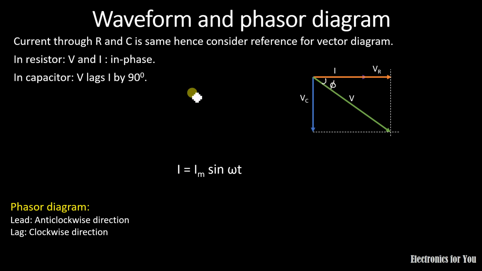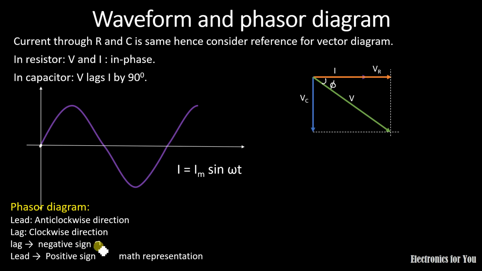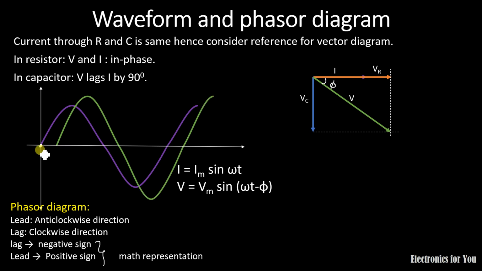Therefore the current is given by the equation I equals Im sin omega t. Here it is the reference current which is originating from 0, and the equation for the voltage will be V equals Vm sin(omega t minus phi), as it is lagging. So the lag of voltage can be drawn like this. This is the phase angle phi, and it will remain the same for every corresponding value.